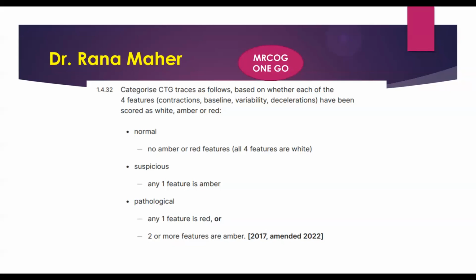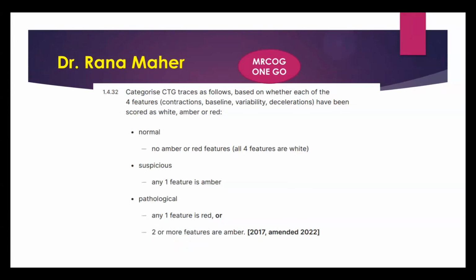Look here. Any one feature is amber, not two, Dr. Namat. Okay, so this is the categorization. If all white... No, I'm talking about pathological. You see, it said 2 or more features are amber.